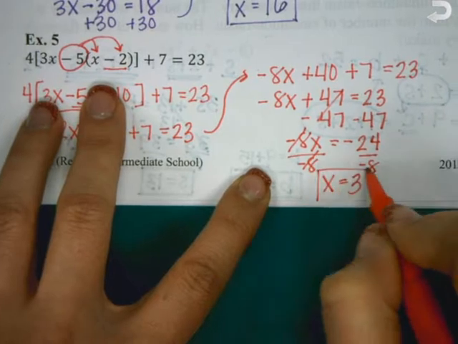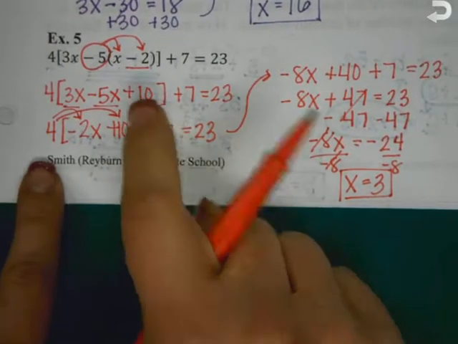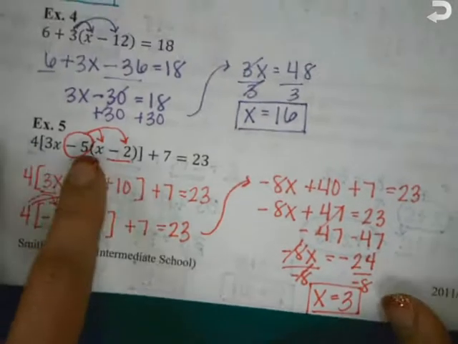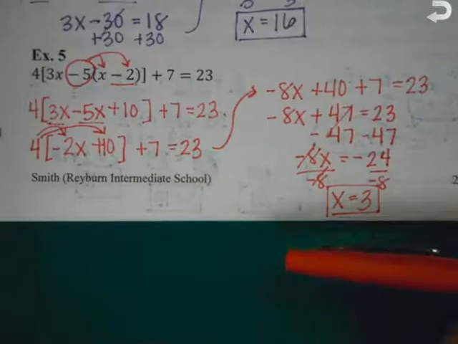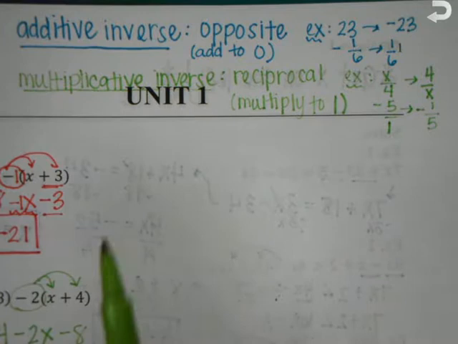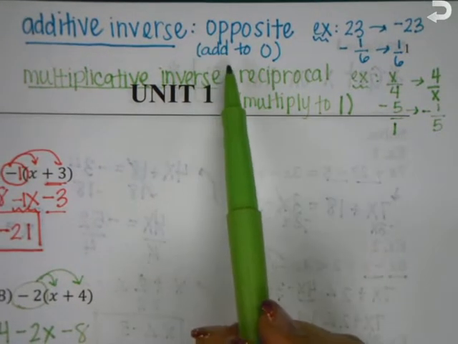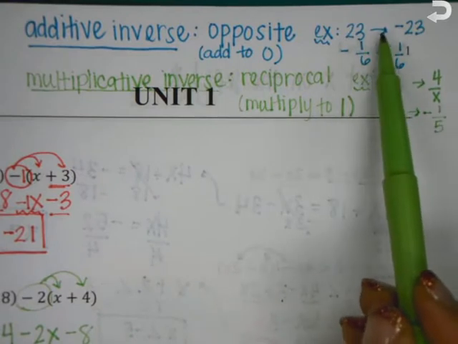Okay, a couple quick notes I want to add. So additive inverse is the opposite, which means they add up to 0. So if we have something like positive 23, the opposite would be negative 23. If we have negative 1 over 6, the additive inverse or the opposite is positive 1 over 6.